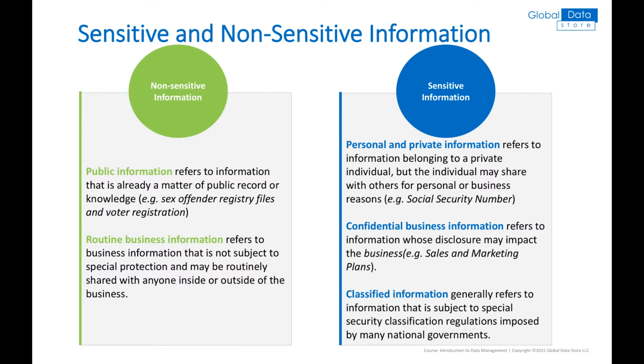Now, let's discuss information sensitivity in more details. Non-sensitive information is classified in two broad categories: public information and routine business information. Public information refers to information that is already a matter of public record or knowledge, for example, sex offender registry files and voter registration. On the other hand, routine business information refers to business information that is not subject to special protection and may be routinely shared with anyone inside or outside of the business.